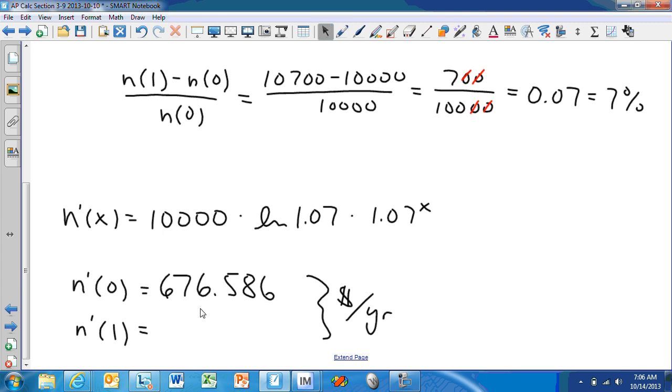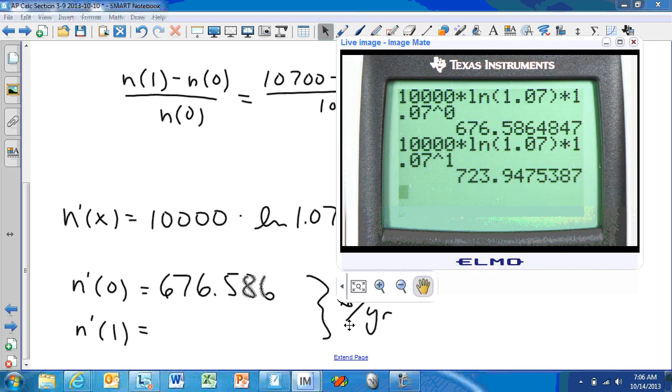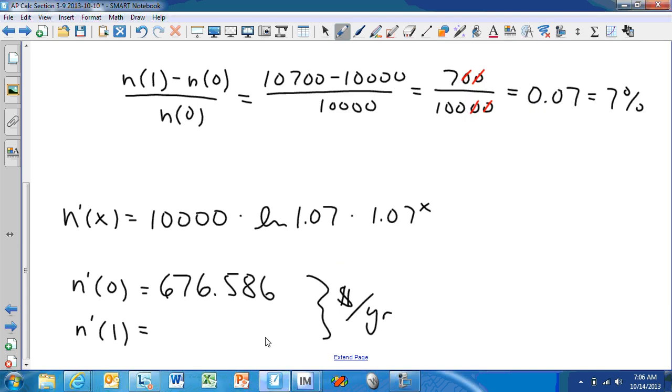Okay. Let's go ahead and calculate what we get after 1 year as far as the rate is concerned. So we'll change that to a 1. And you get 723.948. Okay. And so that's how much the actual amount in the account is increasing, at $723.95 per year at the end of the first year.